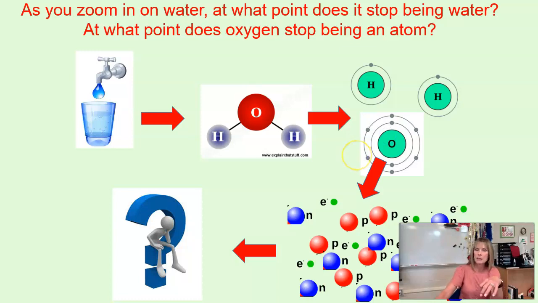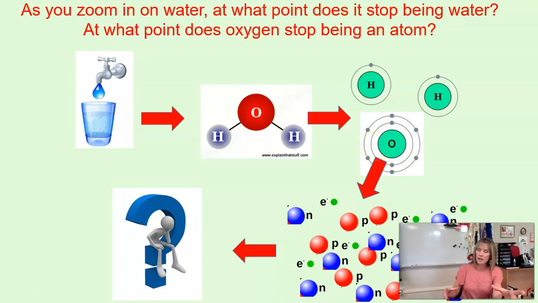As you start to zoom in on water, at what point does oxygen, the oxygen part of water, stop being an atom? Okay, so here in the first picture, you have water, just a glass of water. Then you break it down. Well, water is made up of 2 hydrogens and an oxygen. When you break apart the 2 hydrogens from the oxygen, you have the single hydrogen atom, and an oxygen atom. Well, still at this point, oxygen's still an atom.